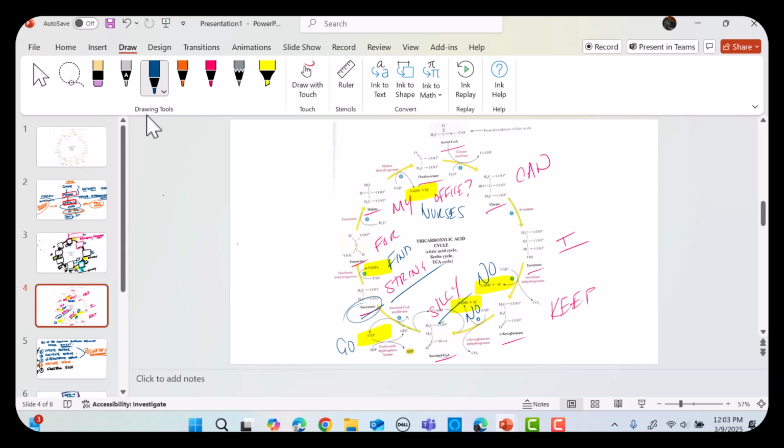Okay, so if you go and Google that mnemonic, you'll find multiple versions of it. But one of the versions is go find hot nurses. What the hot is the H of the H2O.